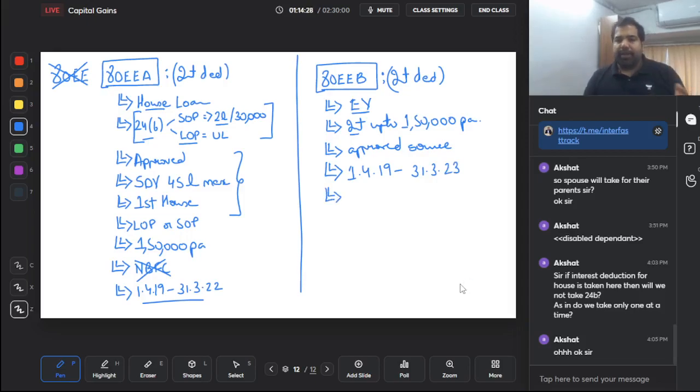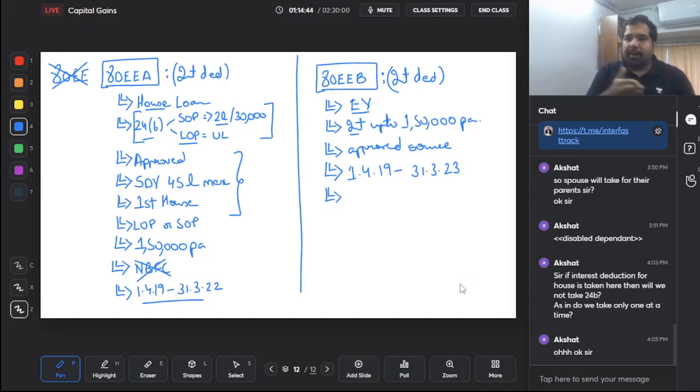Alright, so quickly let's recap this section, guys. 80 EEB, are we still in the E series? Yes, it's an interest deduction on a loan for an electric vehicle up to 1.5 lakh rupees. It should be from an approved source. NBFC okay? Yes, NBFC is okay here. For a house, NBFC is not okay.